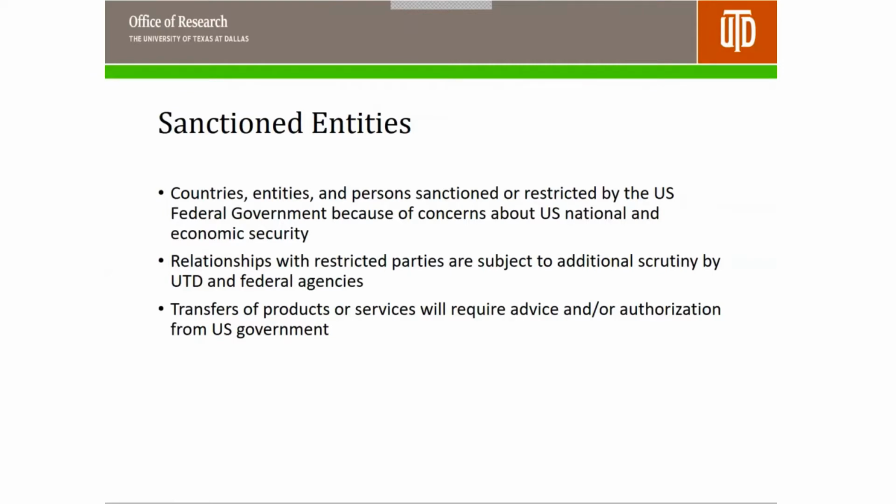And so, these kinds of relationships, because of the heightened risk to the institution and to the individual researcher, require additional disclosure and scrutiny between the researcher and UTD, and also likely some kind of license authorization or some kind of disclosure to the relevant federal agency, particularly if federally funded research is involved.